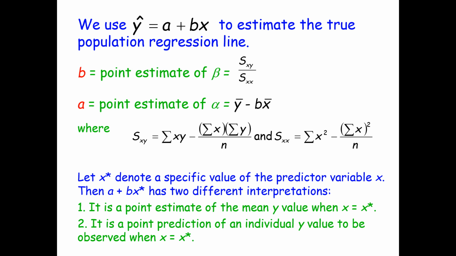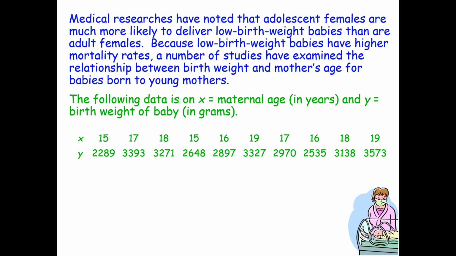Let's look at an example. Medical researchers have noted that adolescent females are much more likely to deliver low birth weight babies than are adult females. Because low birth weight babies have higher mortality rates, a number of studies have examined the relationship between birth weight and mother's age for babies born to young mothers.